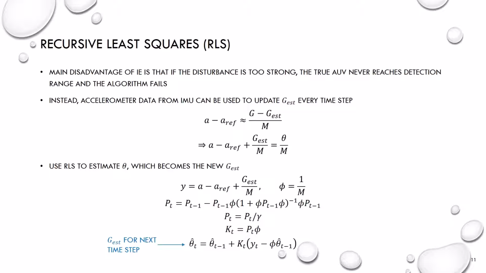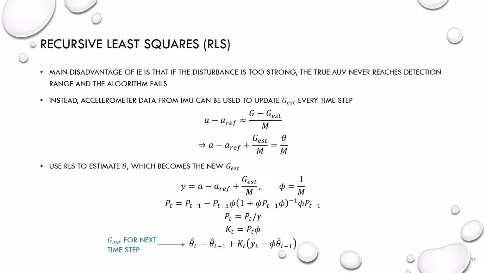The second approach is recursive least squares, or RLS. The main disadvantage of IE is that if the true AUV never reaches the detection range of a checkpoint, then the algorithm fails and the AUV risks getting lost. Instead, we can use accelerometer data from the IMU to update the estimate of the current every time step.